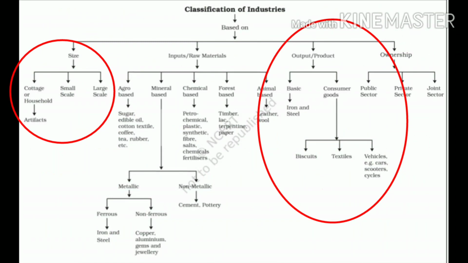So at last, to recall, we discussed industries based on size, under which we studied cottage or household industries, small-scale industries, and large-scale industries. We also studied the industries based on output or product.